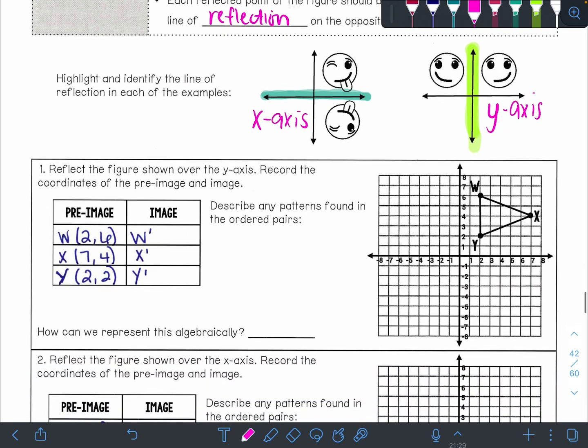So if I want to graph these ordered pairs, I'm going to graph each one. Here, it wants me to reflect over the y-axis. So I'm going to flip over this axis here, and I'm going to count each point. Notice how W is 2 away from my y-axis. I want it to then be 2 away on this side. So I would have W prime. X is 7 away: 1, 2, 3, 4, 5, 6, 7. So it's going to be 1, 2, 3, 4, 5, 6, 7 on the other side. That's going to be X prime. And then Y is 2 away, so I'm going to have my Y here, Y prime. And then I have my shape.